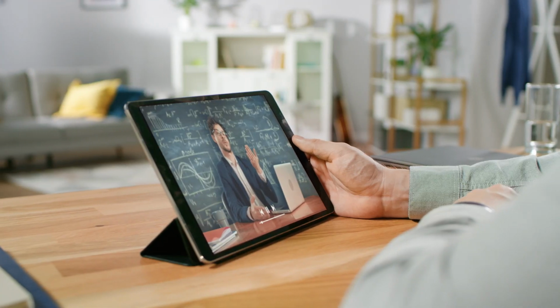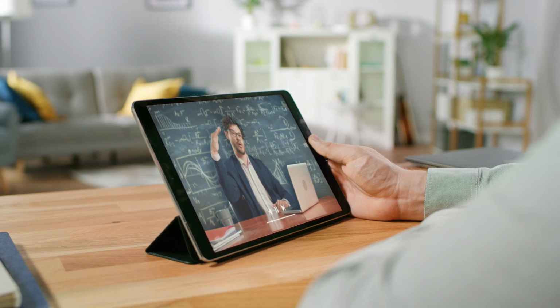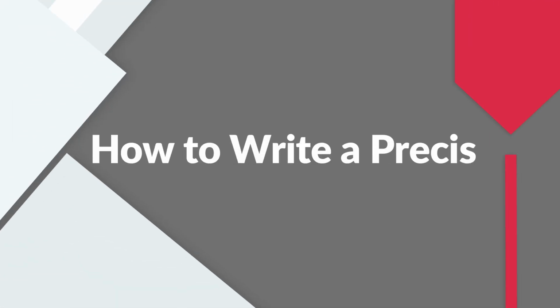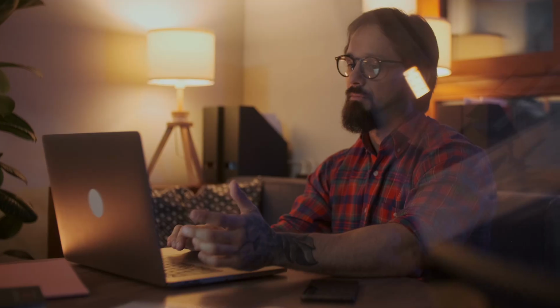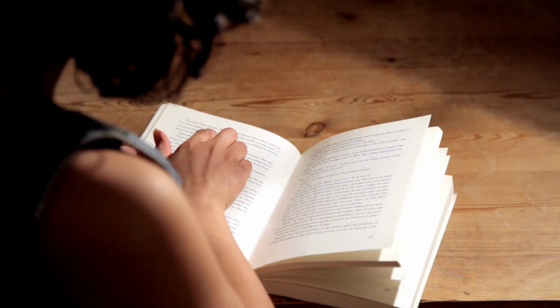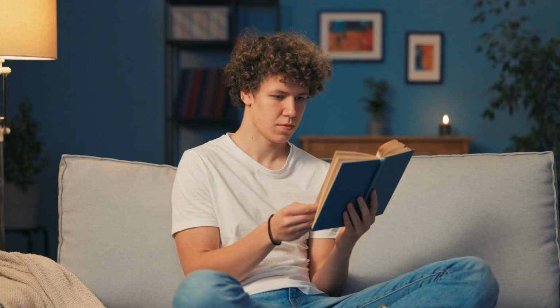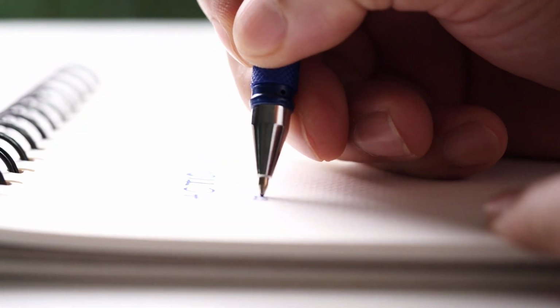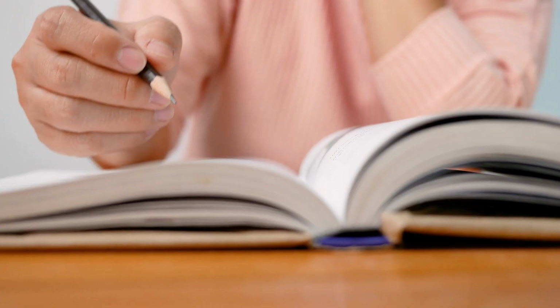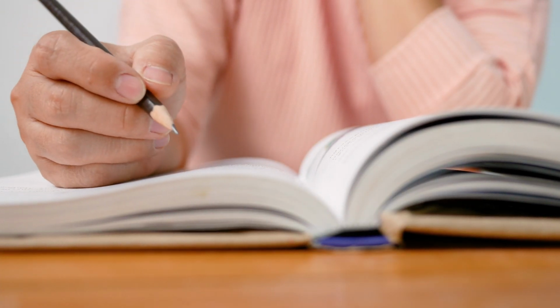Now quickly move to the next section, and our next section is how to write a Precis. A step-by-step guide. Now let's understand how you can write a good Precis step by step. Number 1. Read the passage carefully. Read it 2 or 3 times to understand it fully. Identify the main idea and supporting points. Number 2. Highlight the main points, underline or note down the important facts, arguments and ideas. Ignore examples, long descriptions and repeated ideas.